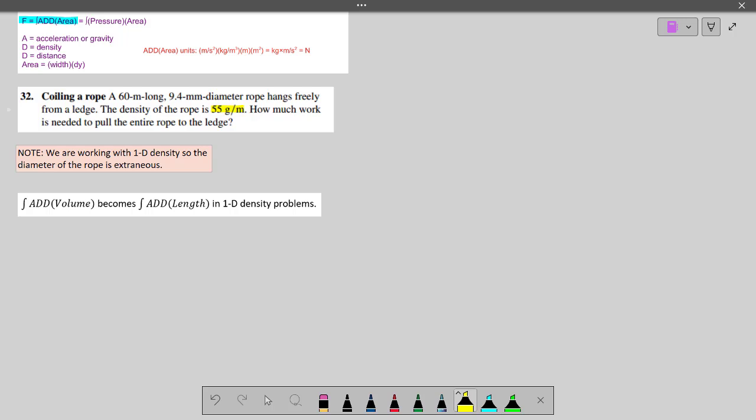So if we're dealing with one-dimensional density, does the diameter of the rope matter? No. That is extraneous. We do not need this because we're imagining the rope as a wire or a thread, right? Because we're being given the density in 1D. We're not being given 55 grams per cubic meter. If we were imagining the diameter of the rope mattering, our density would be a 3D density. We'd have a denominator of meters cubed. So that is extraneous.